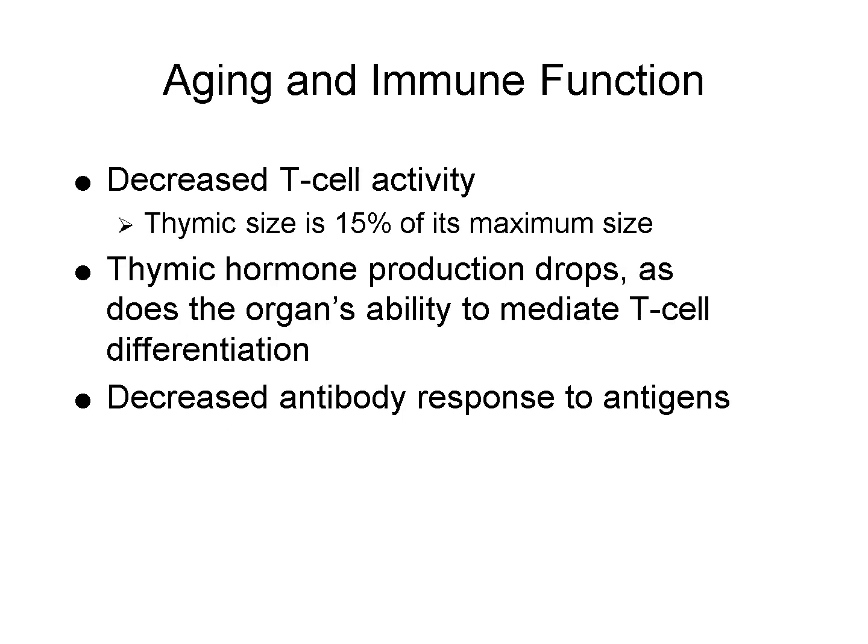As we age, immune function gradually declines. T cell activity decreases due to a reduction in thymic size and a drop in thymic hormone production, limiting the body's ability to generate new T cells. In addition, the antibody response becomes weaker and slower. This decline in immune efficiency contributes to the increased risk of infections, cancer, and autoimmune diseases in older adults.